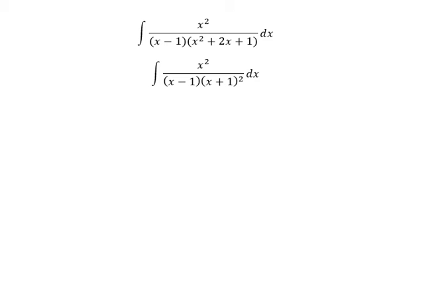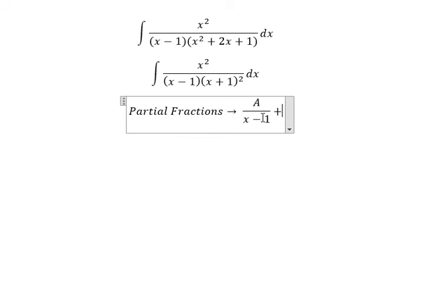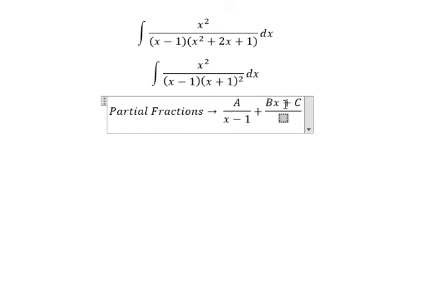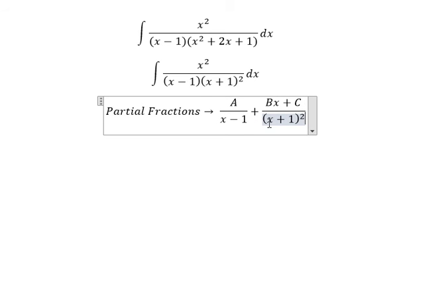Later, we need to apply partial fractions. We put capital A over (x minus 1) plus (bx plus c) over (x plus 1) to the power of 2. Because x with the power 2 has degree 2, on the numerator the degree should be 2 minus 1. That's why you got bx plus c.